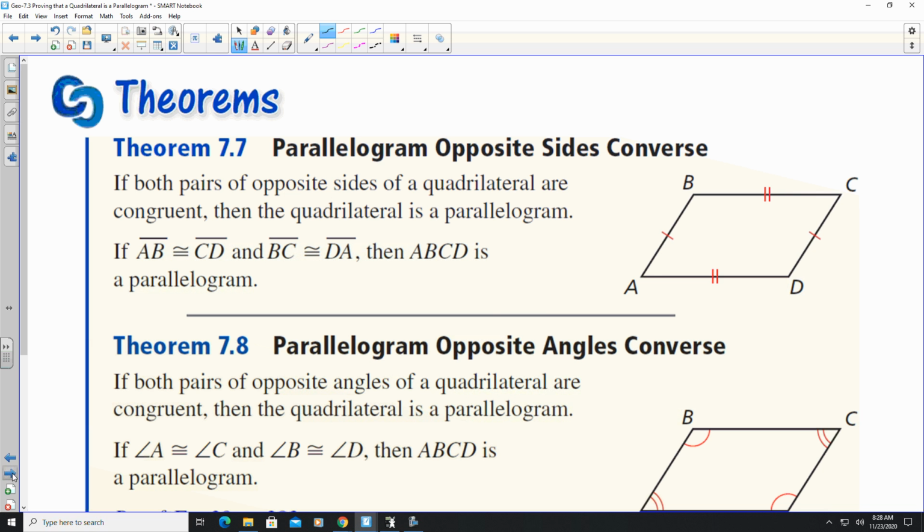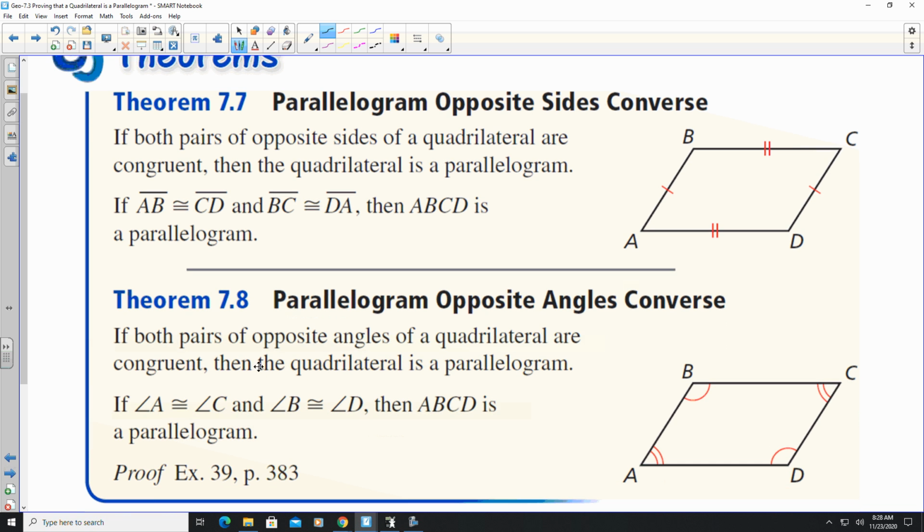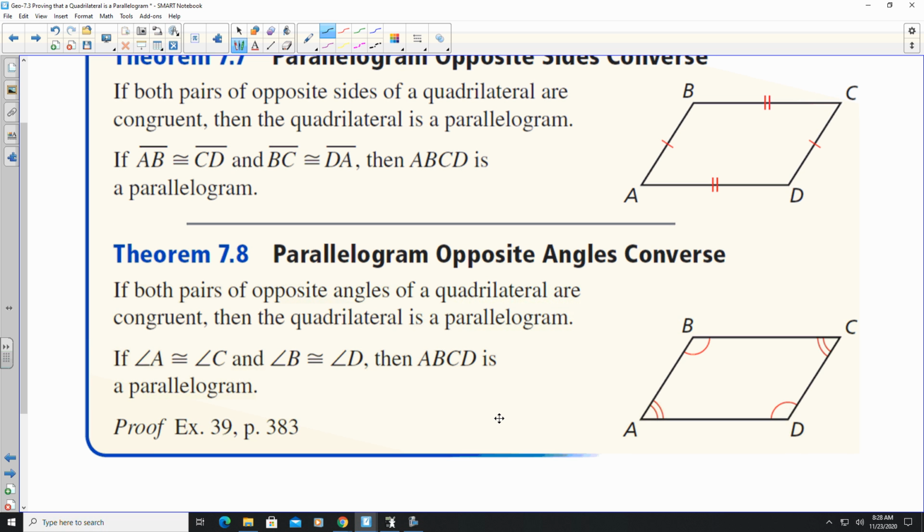First, we have what is called the parallelogram opposite sides converse. So they say that if both pairs of opposite sides are congruent, we can say that they are in fact a parallelogram. And also we have opposite angles. So if you have opposite congruent interior angles of a quadrilateral, we can also say that that is a parallelogram.